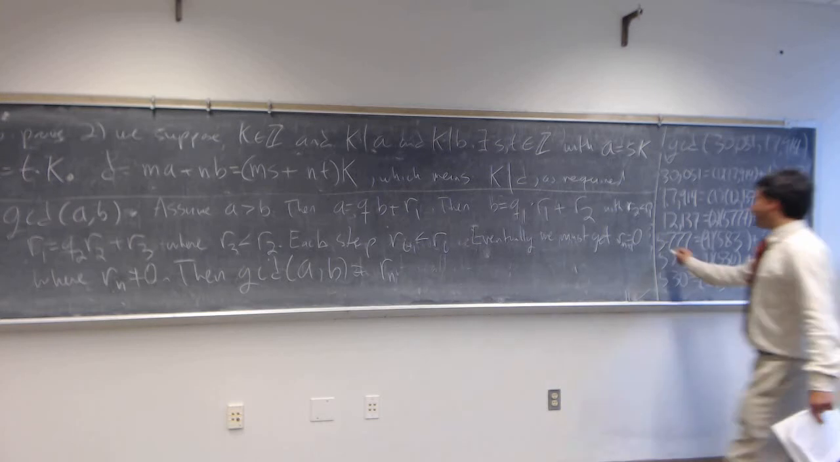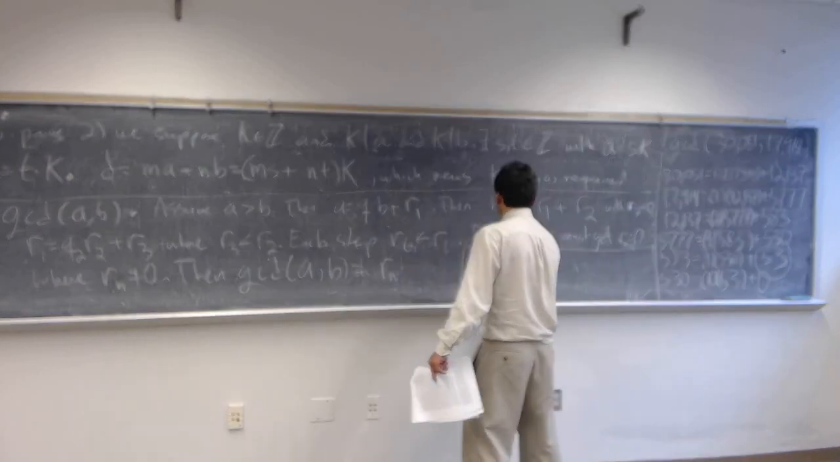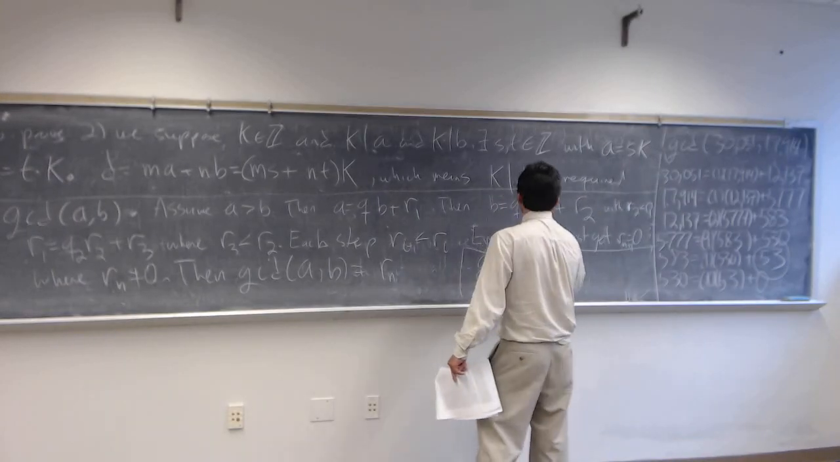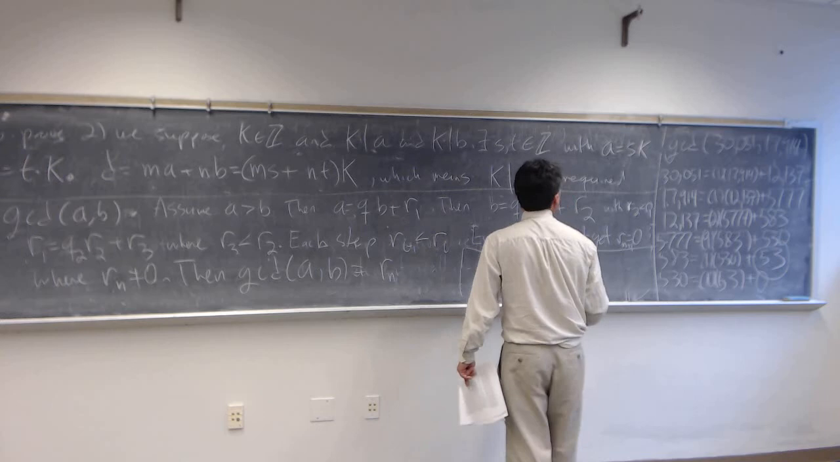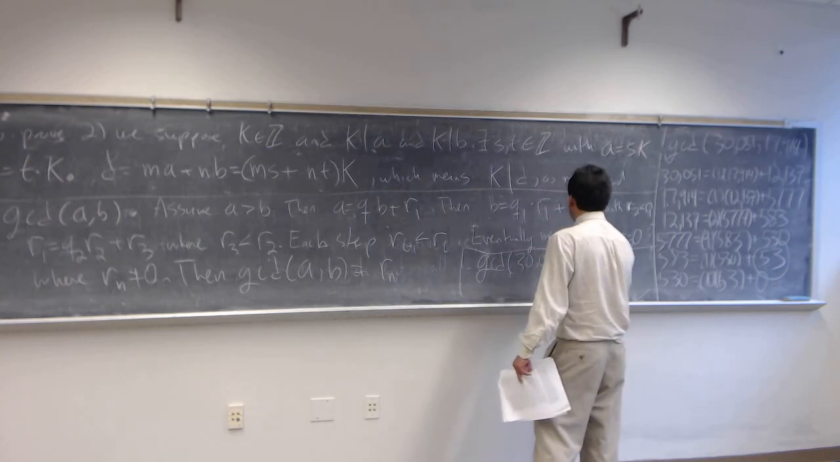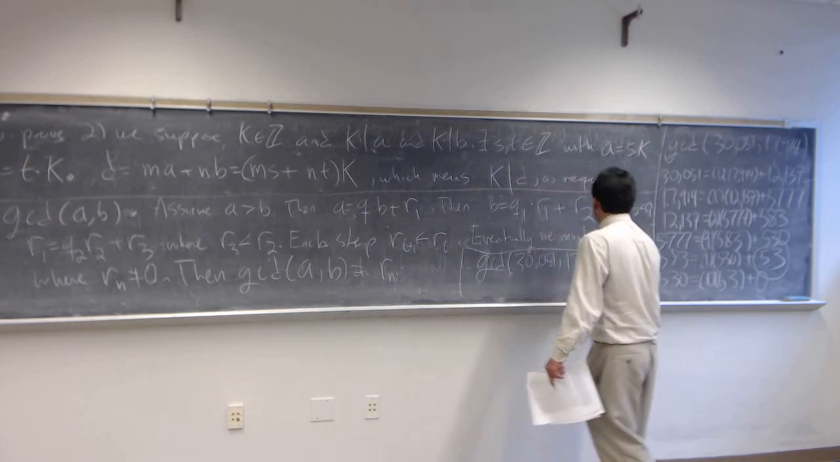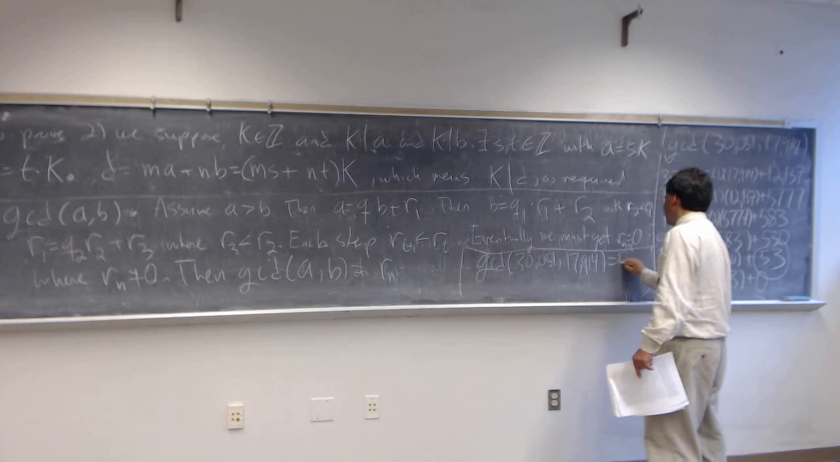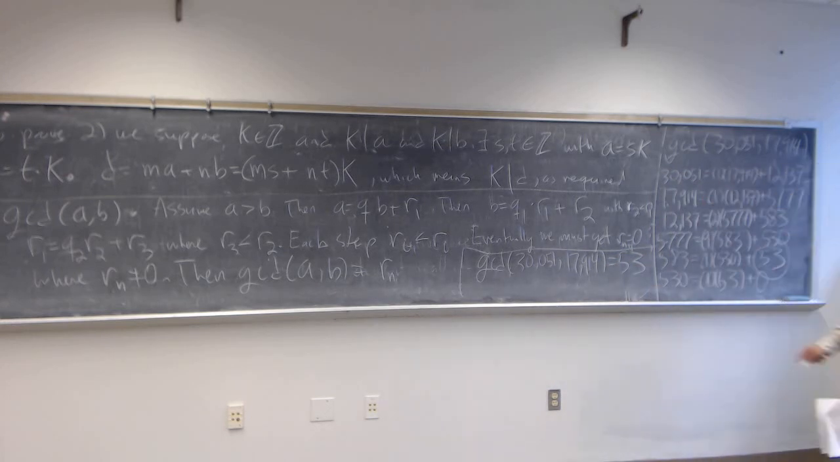So this is your last non-zero number. So the GCD of 30,051 and 17,019 is 53.